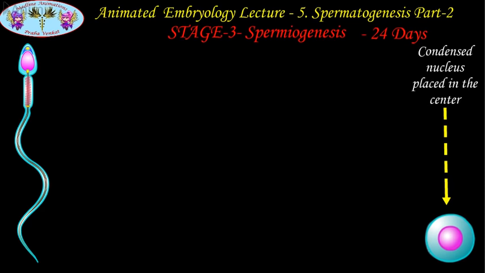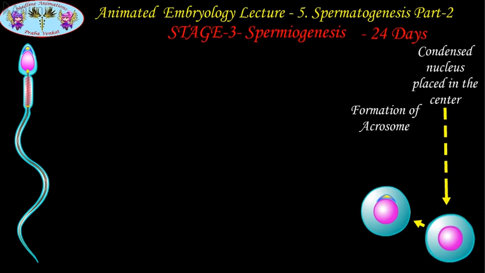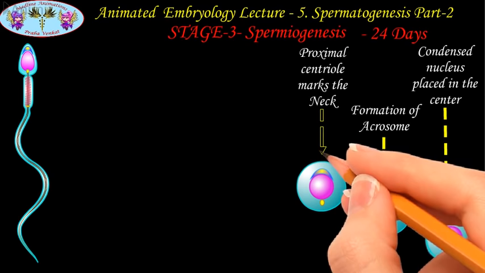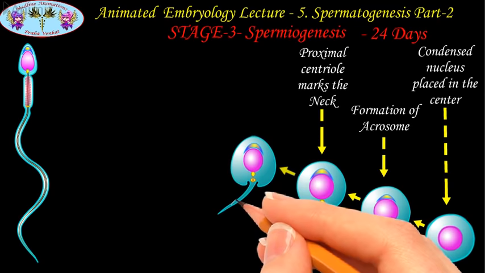Next, the Golgi apparatus with the enzyme hyaluronidase will be kept proximal to the nucleus and form the acrosome. This is to pierce the zona pellucida during fertilization. Then, the proximal centriole will be placed at the distal end of the nucleus that marks the initial part of the neck region. And immediately after, it starts producing the axial filaments.